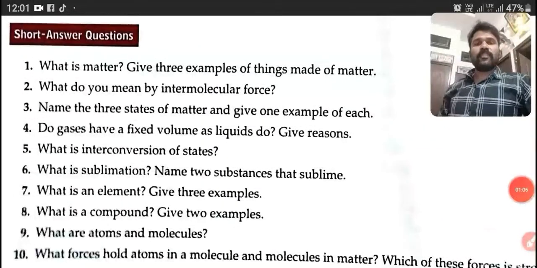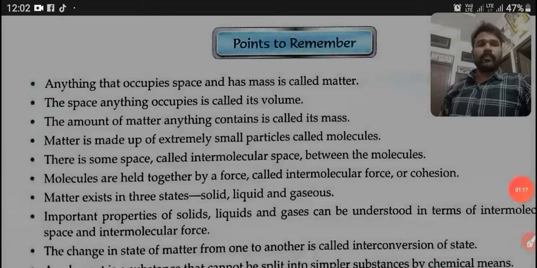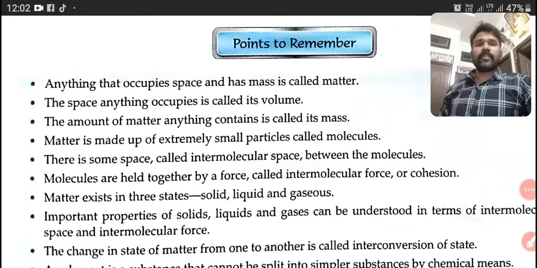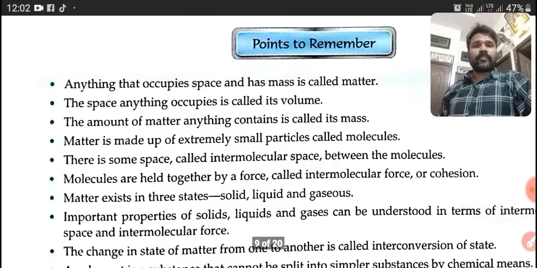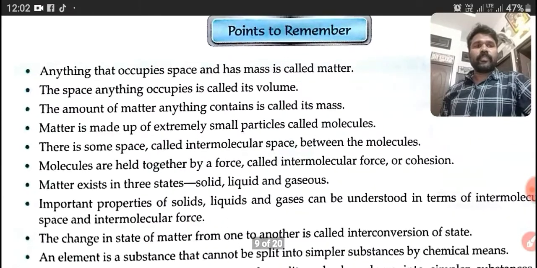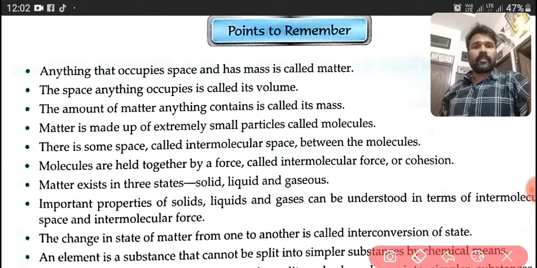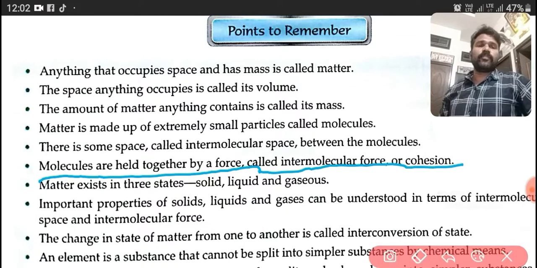Our second question is, what do you understand by intermolecular force? The answer is given here in the points to remember itself. Please mark it. Molecules are held together by a force called intermolecular force.